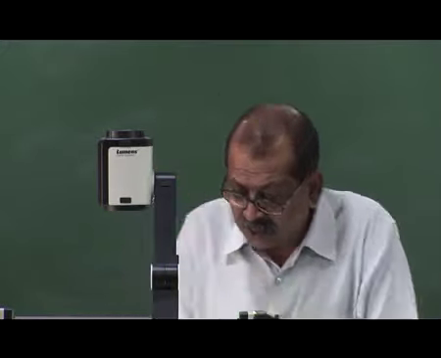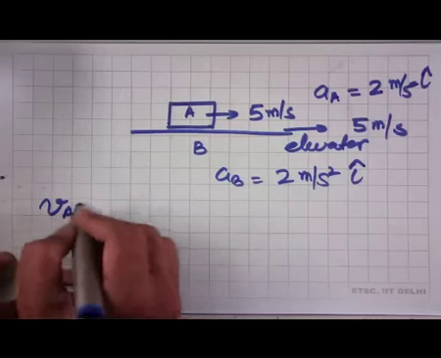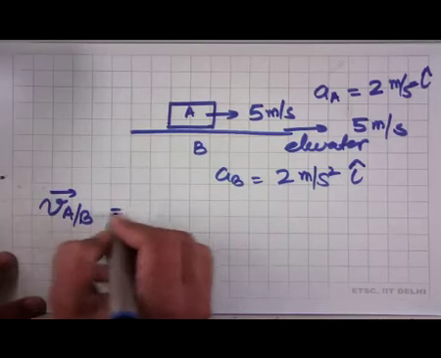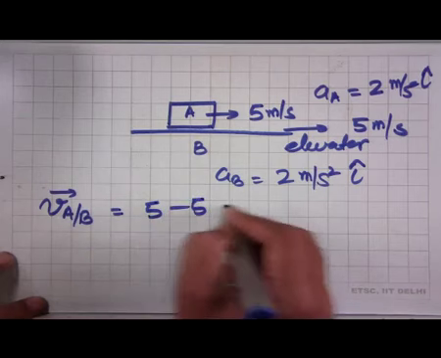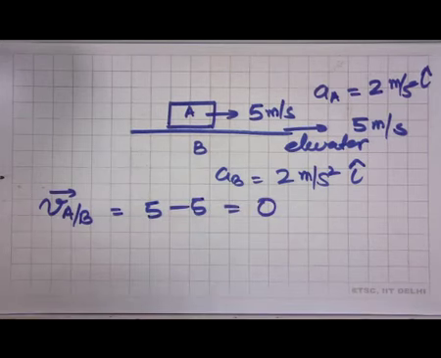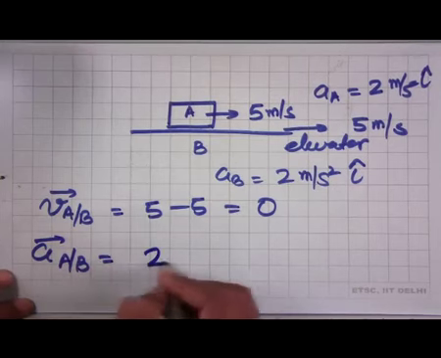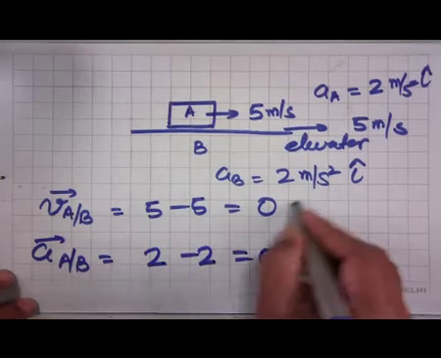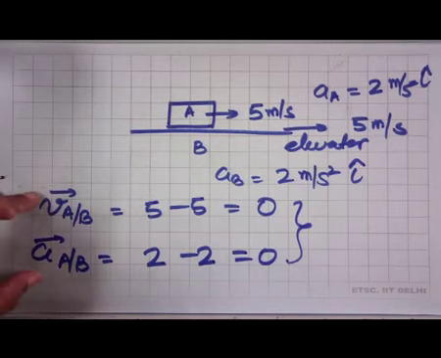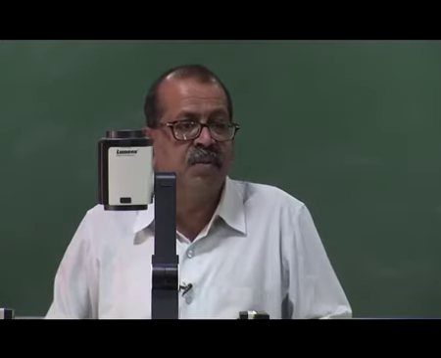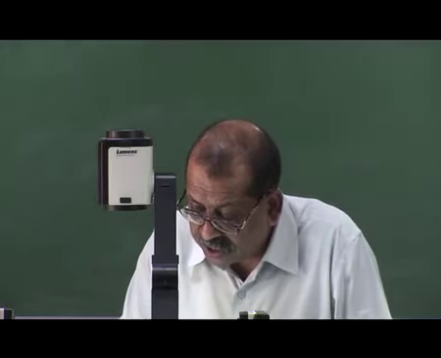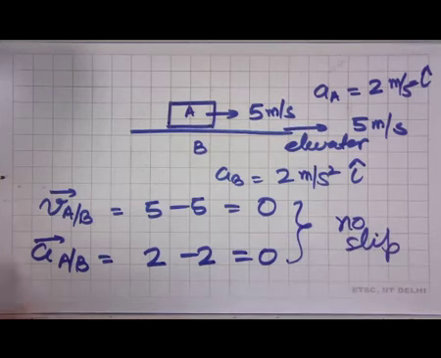Then what we find is velocity of A with respect to B is equal to 5 minus 5, so this is equal to 0. And if I look at acceleration of A with respect to B, this again is 2 minus 2, which is equal to 0. So, since both velocity and accelerations are equal, at the next instant also VA and VB will be equal. So, therefore, clearly this is a case of no slip.